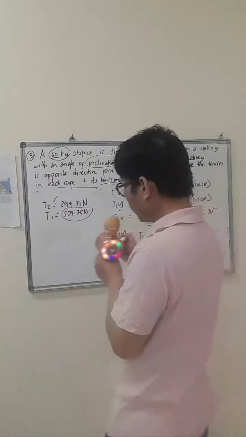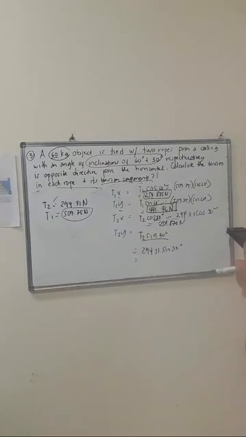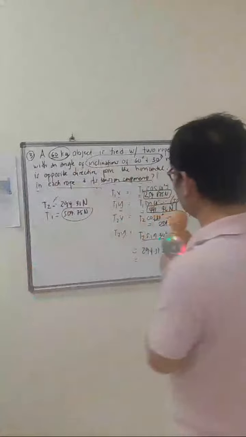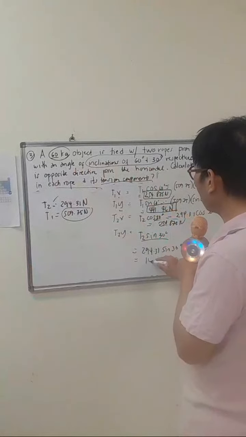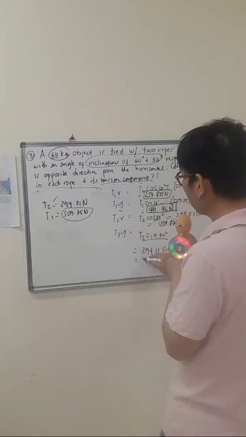In case of the situation that there are a lot of angles, you should be careful writing the angle. Okay? If you miss the angle, the answer will become wrong automatically. So 294.31 times sine 30 is equal to 147.155. Okay, your T2y is 147.155 Newton.